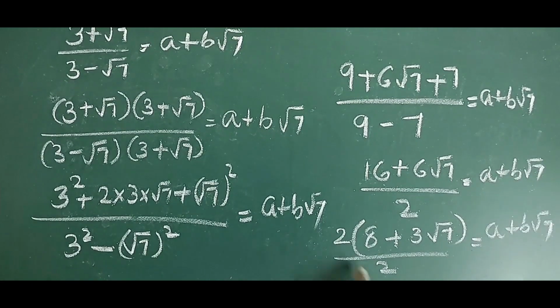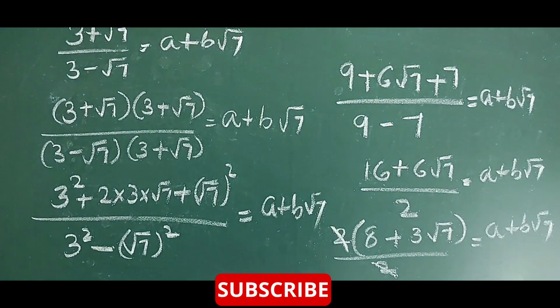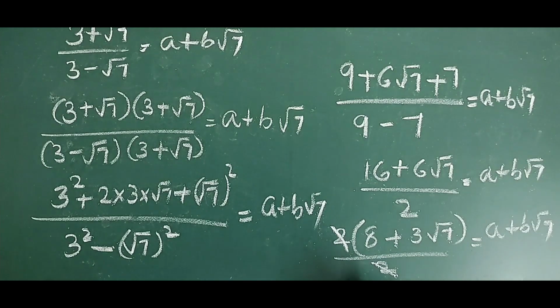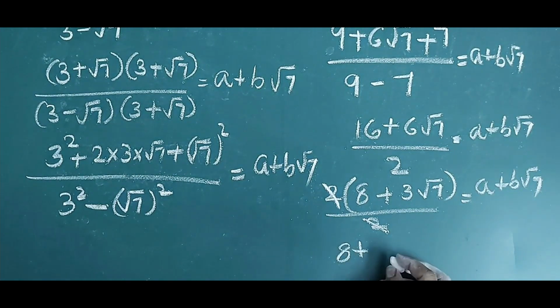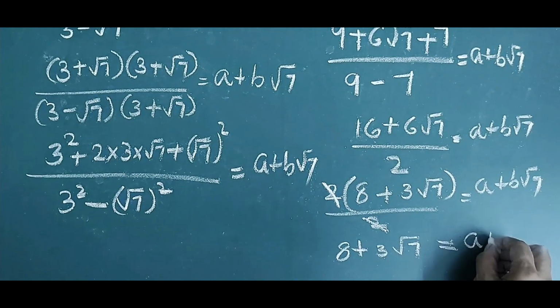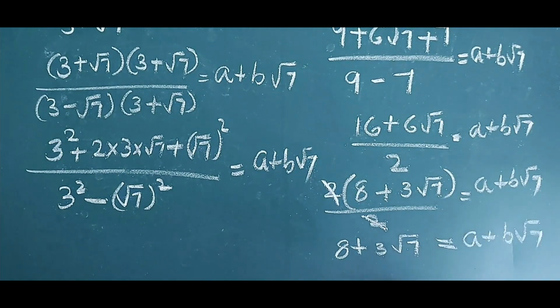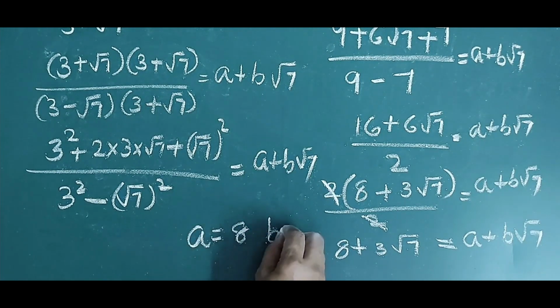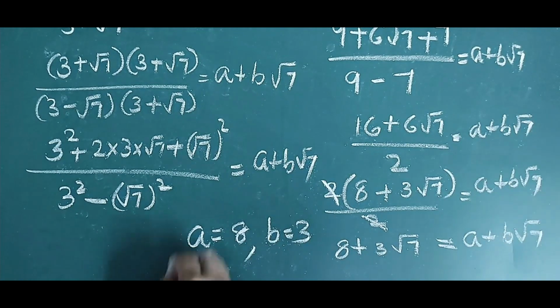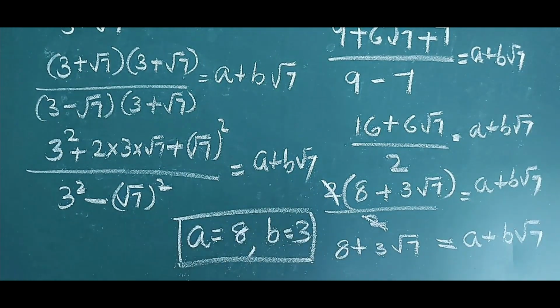Now this 2 and 2 cancelled. So the equation becomes 8 plus 3 root 7 is equal to a plus b root 7. See, LHS and RHS are in the same form. So we can write the value of a is equal to 8 and b is equal to 3. So the values of a and b are 8 and 3.